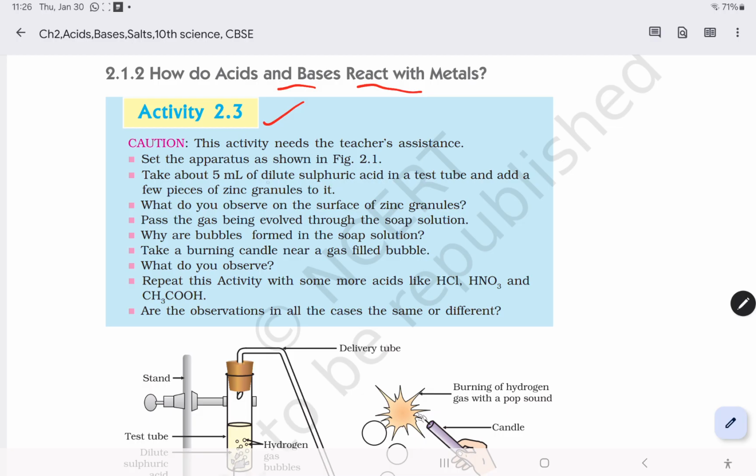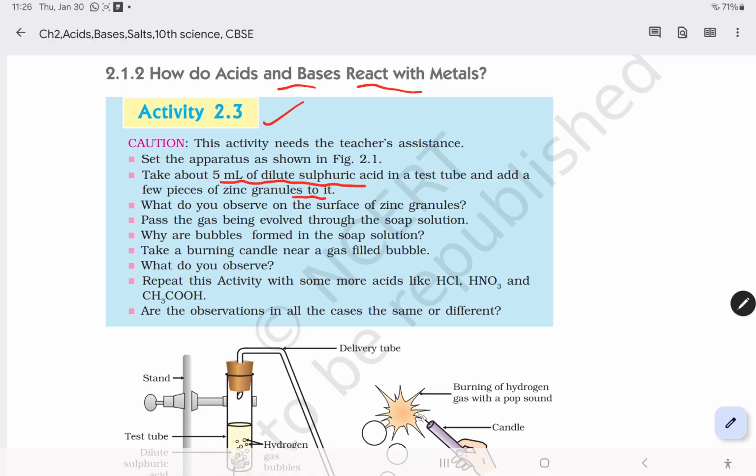Here, if you observe, we are taking 5 ml of dilute sulfuric acid in a test tube and adding a few pieces of zinc granules to it. In this case, the metal that we are taking is zinc and the acid is dilute sulfuric acid. Now we are observing this experiment.